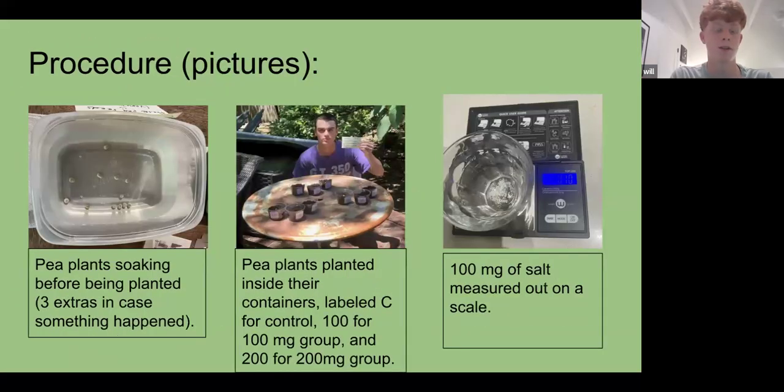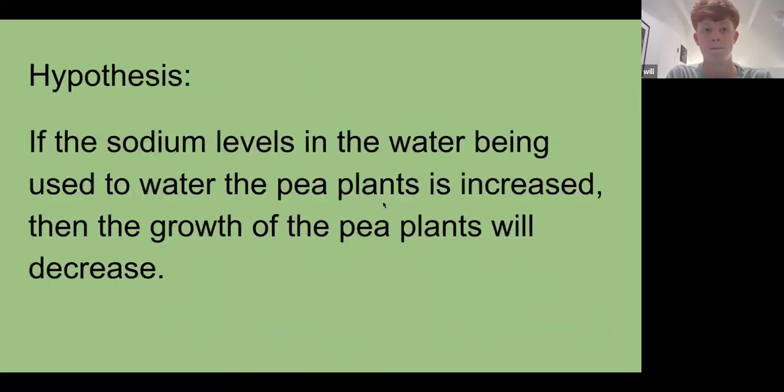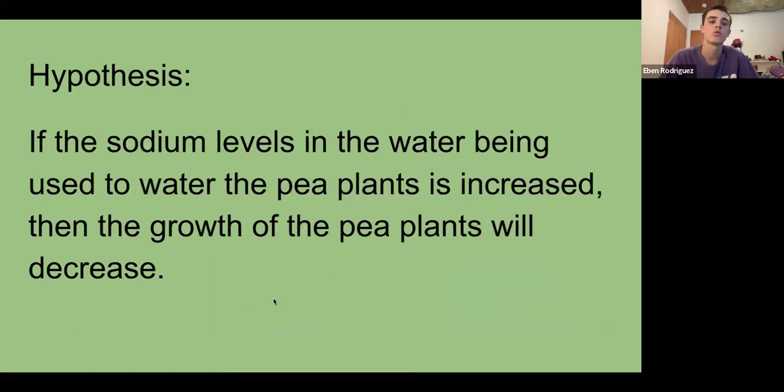The pictures we can see on the left are the pea plants soaking in the water for the 16 hours. The middle shows the group labeled C for control, the 100 milligrams and the 200, the three groups of three. And then we see the scale on the right, which excludes the weight of the bowl in measuring the salt. Our hypothesis is: if the sodium levels in the water being used to water the pea plants are increased, then the growth of the pea plants will decrease.